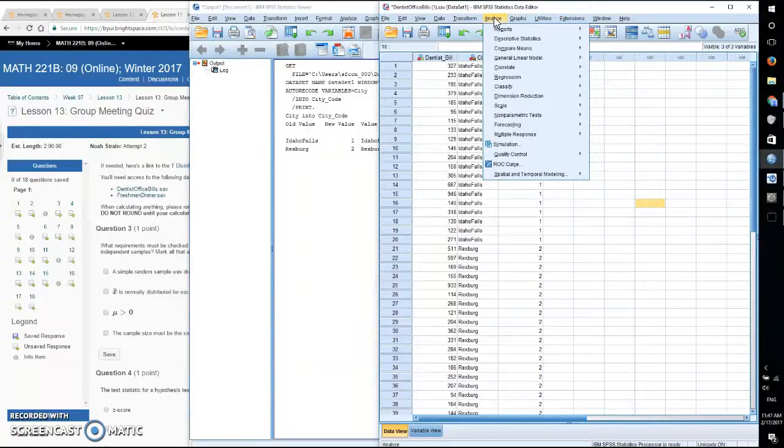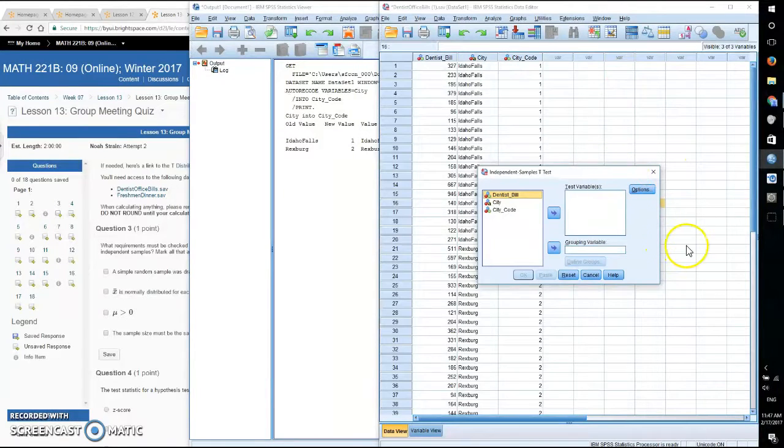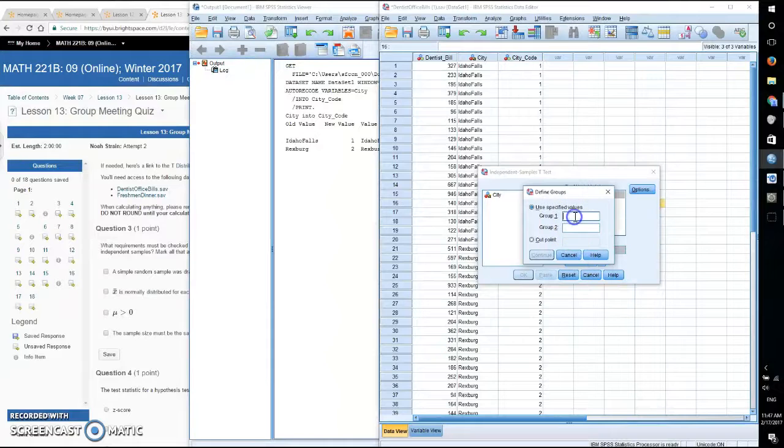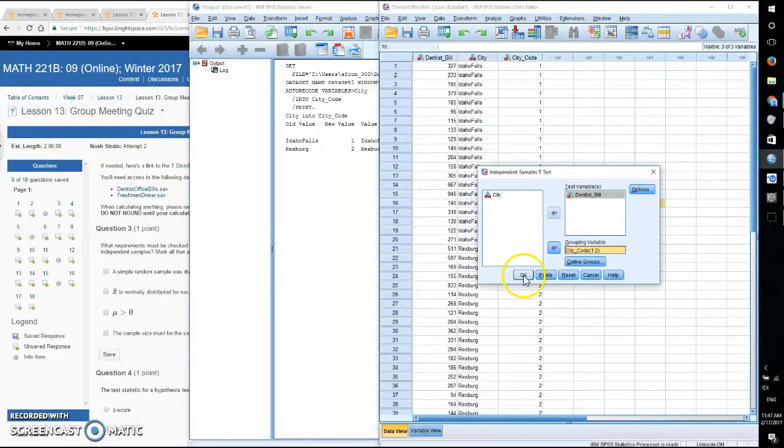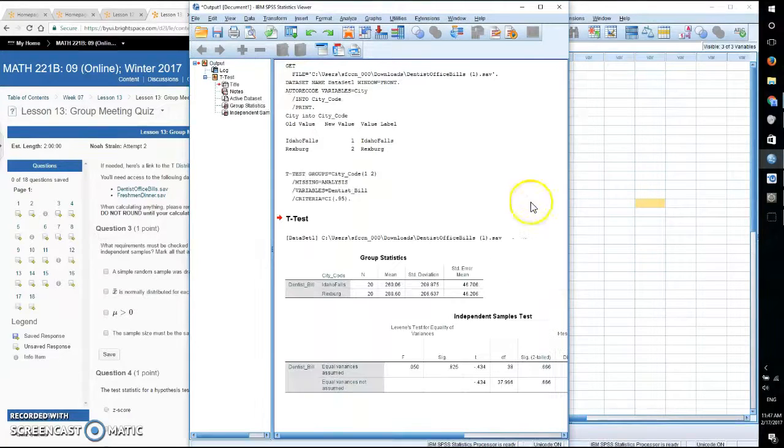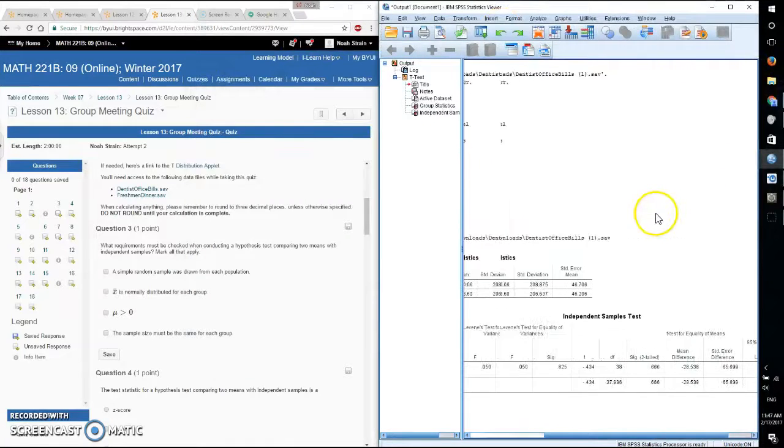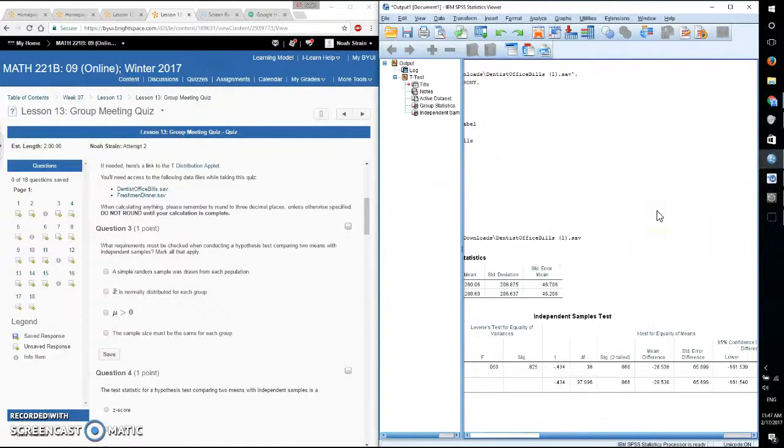Alright, so then you go to analyze, compare means, and then these are independent tests, so you do the independent samples t-test. Okay. And your test variable is the dentist bill. And then the grouping is the city code. And then you have to click define groups. And group 1 is 1, and group 2 is 2. Yep. And then you just hit OK and run the data.